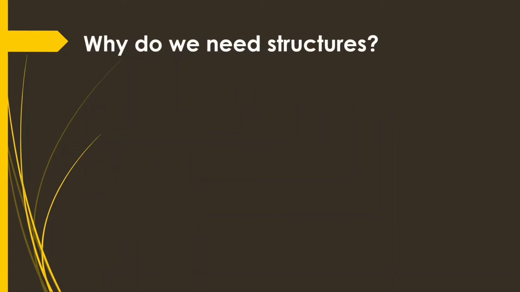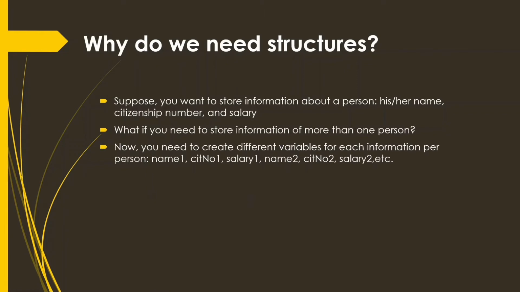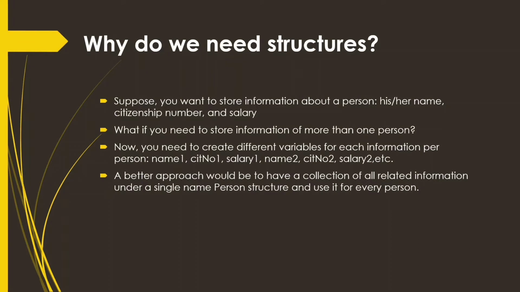Now, why do we need structures? Suppose we want to store information about a person, such as his name, citizenship number, and salary. We can use different variables to store this information. But if we need to store the information of more than one person, then creating new variables for each of these persons will be a tedious job. Also, the program would become increasingly difficult to understand. In order to avoid this, structures are used. We will have a collection of all related information under a single name, the person structure, and use it for every person.